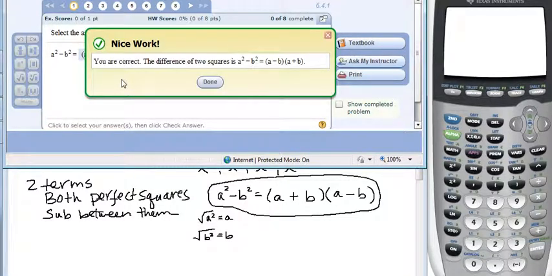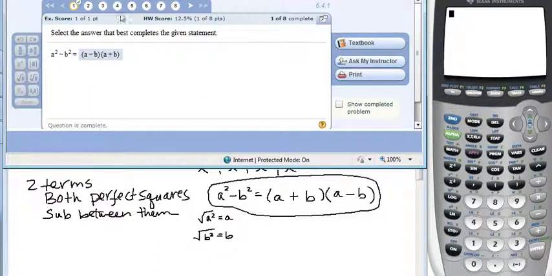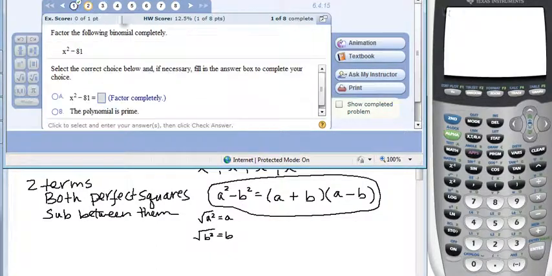Oh, why does that look so weird? Isn't that weird? This is different. This is like a different box. Nice. Not sure why that changed.